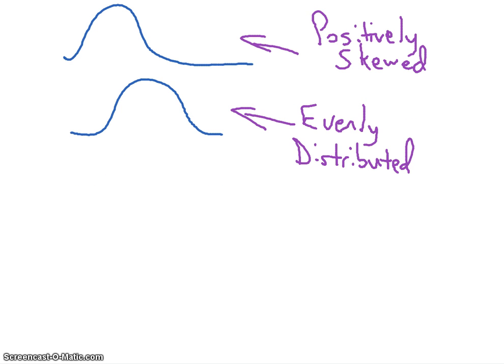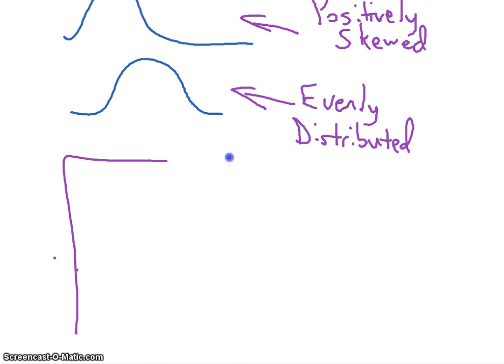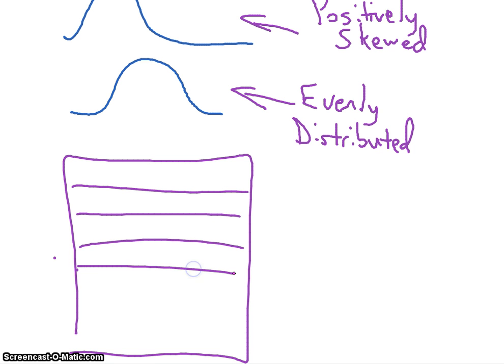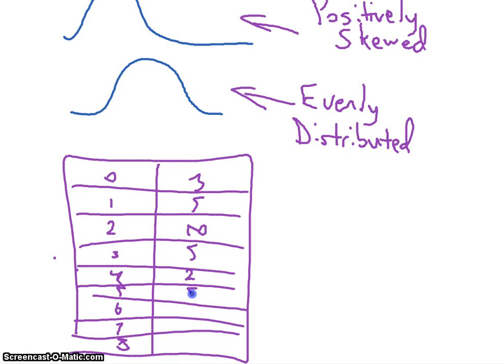Now, in this particular case, we're going to look at data, and they will give you a table. Okay? And that table will have things, and we don't have much time. 0, 1, 2, 3, 4, 5, 6, 7, 8. And then there'll be a frequency for this data. Now, it doesn't really matter what the data's about, but then there's a frequency. 3, 5, 10, 5, 2, 5, 10, 5, 3.